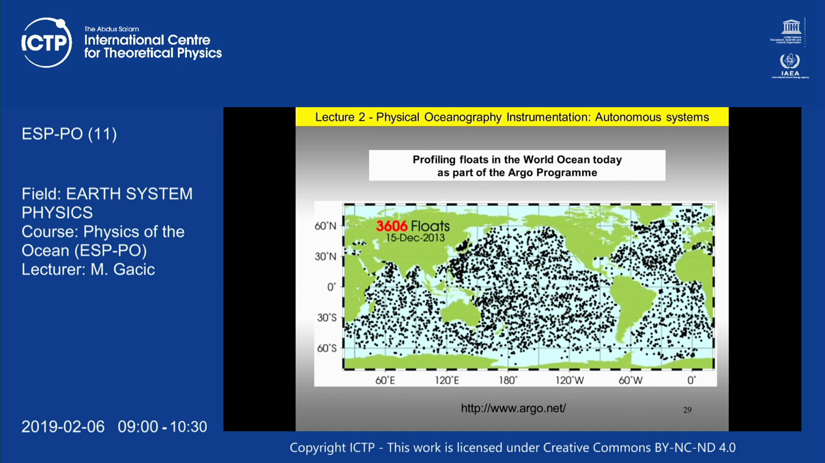And this is the profiling floats in the world ocean today as part of the Argo program. You can see that these are the 3,600 floats which were present on 15 December 2013. They look pretty dense, but if you consider that we are talking about thousands of kilometers of the ocean surface, this is not really as huge a number as it could be.